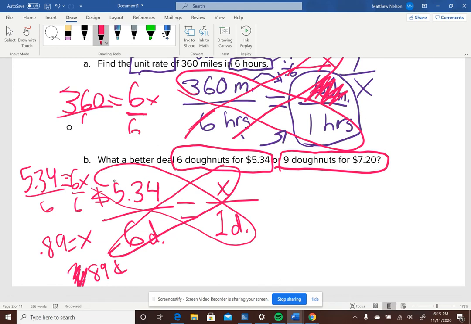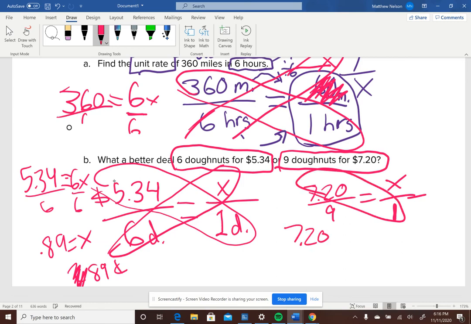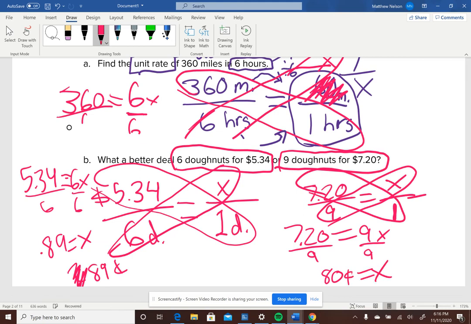And then over here, we have 9 donuts for $7.20. So I'm going to do the same thing, set up my proportion, dollar amount on the top, number of donuts on the bottom, set it equal to, I want my 1 donut on the bottom because I want cost per 1 donut, and then my missing value x on top. Really, this would be y. That might be a better variable to use. And so here we're going to cross multiply. So we have 720 equals, and then 9 times x is going to give us 9x. Here we're going to divide both sides by 9 to get x by itself. So here we have 80 cents for x, the cost per donut.